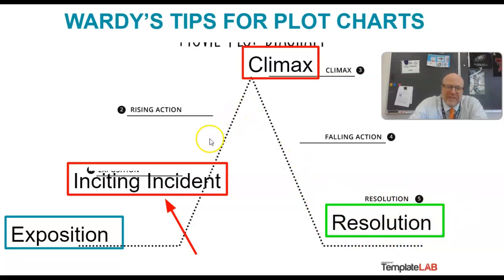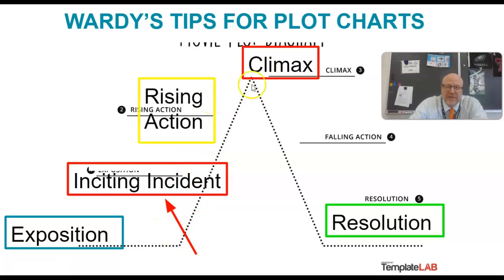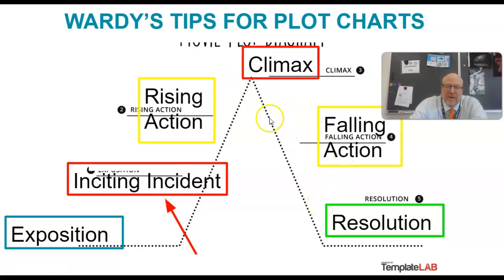The reason for that is now everything between the inciting incident and the climax is rising action, and everything from the climax to the resolution is falling action. Keep in mind too, the climax is usually about 2/3 of the way through the story. It's not right in the middle. So you're going to have probably more rising action events than falling action. That's normal. Sometimes it might be 3/4 of the way through, and we feel like the ending is rushed. So just keep that in mind: the climax is usually 2/3, 3/4 of the way through the story.